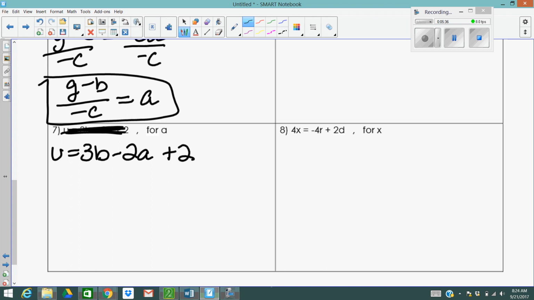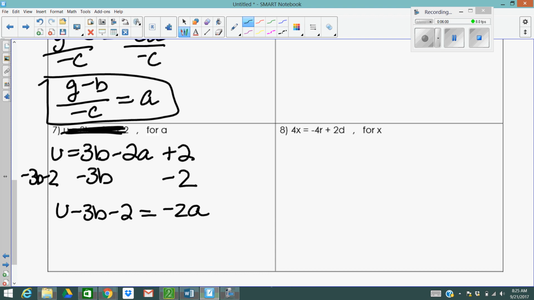All right, so again, I want to isolate a, so I get rid of addition, subtraction first. So I'm going to have to subtract the 3b and subtract the 2 on both sides. So on my left side now, I have u minus 3b minus 2. Again, I cannot combine any of that because none of them are like terms. On my right side now, I'm just left with negative 2a.